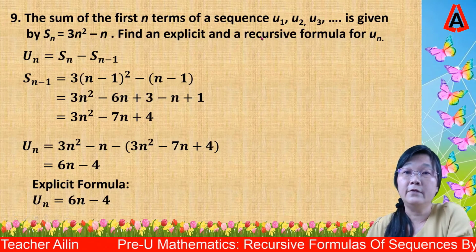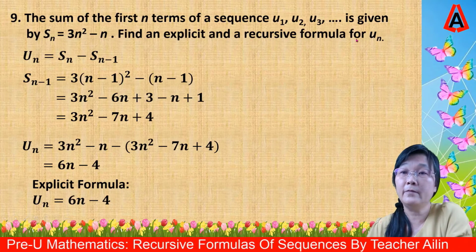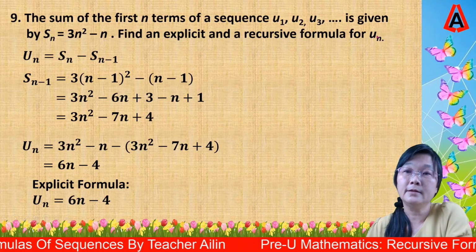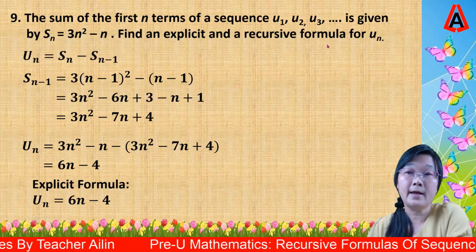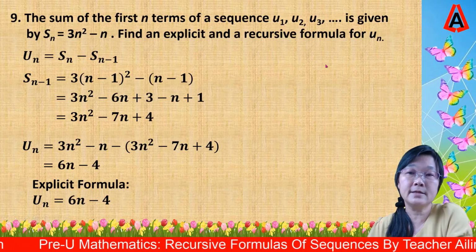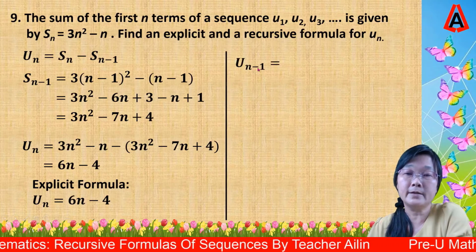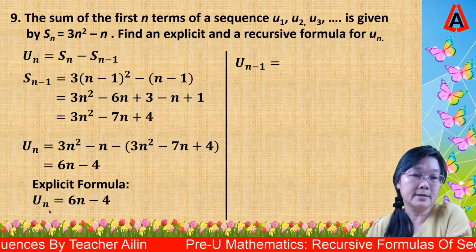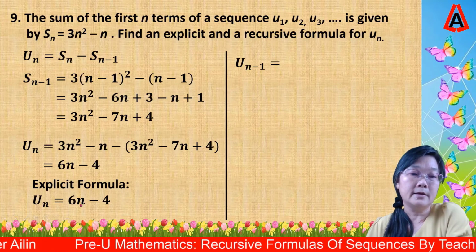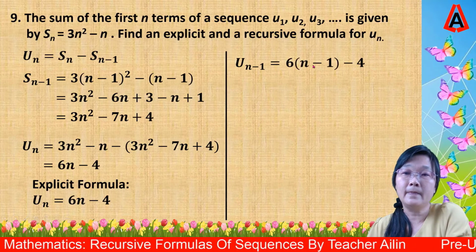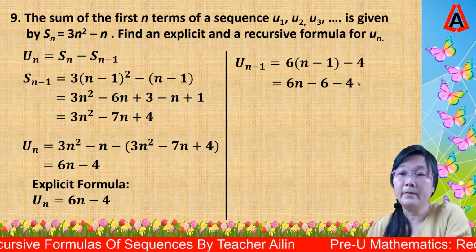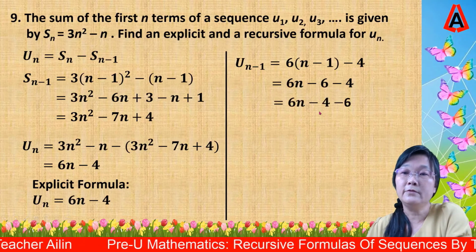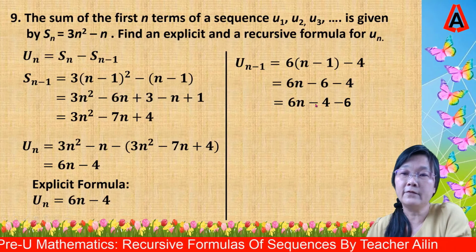Next, for the recursive formula, we know that the recursive formula for u_n depends on the previous term, that is u_(n-1). So the first thing we need to calculate is u_(n-1). In order to find u_(n-1), we make use of u_n just now. The original n, now you substitute with n minus 1. When we expand, remember, we do not simplify this one. Instead of that, we rearrange the 4 in front.